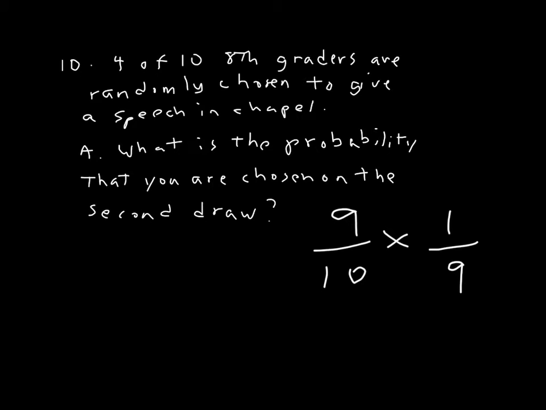So these are 2 dependent events. So 9, we can reduce here before we multiply. And you get 1 out of 10, which is sort of the intuitive answer to this question anyway. The probability that you're picked on any given draw is 1 out of 10. You could be 1 out of 10 chances of getting picked on the 4th draw, 1 out of 10 that you get picked on the 3rd draw, etc. But this is sort of the math that explains why that works.